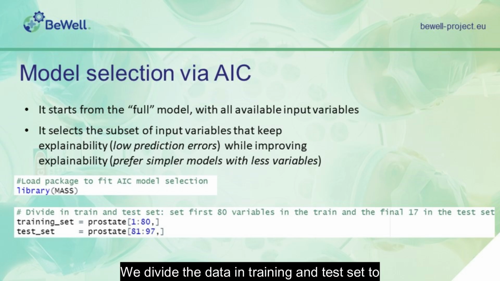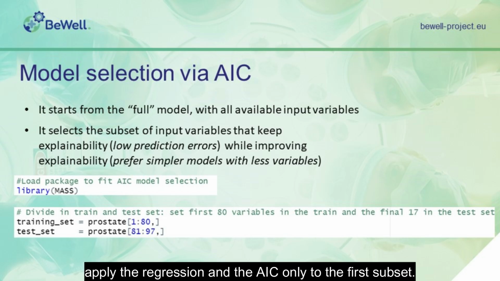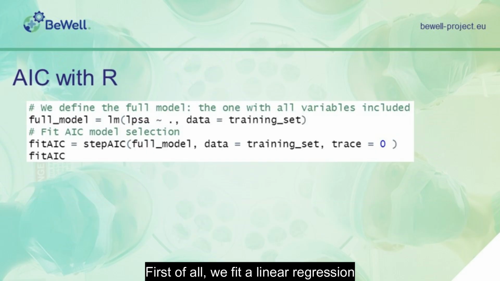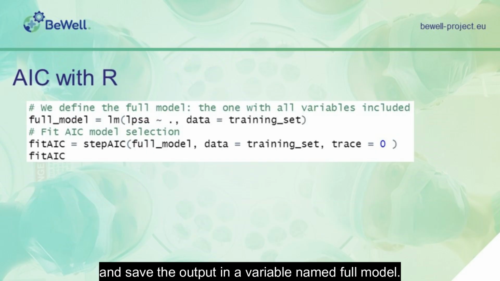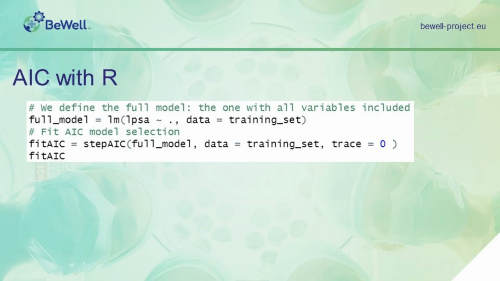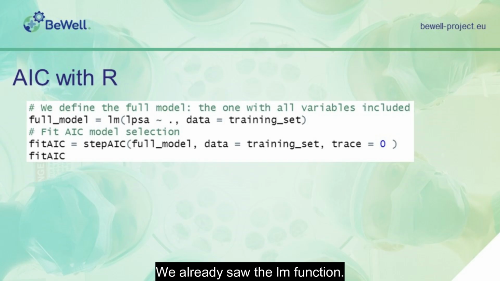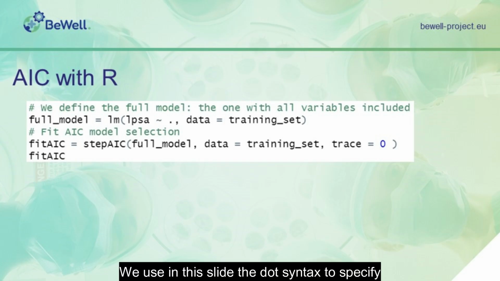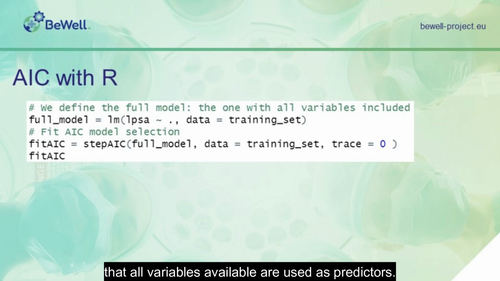We divide the data in training and test set to apply the regression and the AIC only to the first subset. First of all, we fit a linear regression and save the output in a variable named full model. We already saw the lm function. We use in this slide the dot syntax to specify that all variables available are used as predictors.